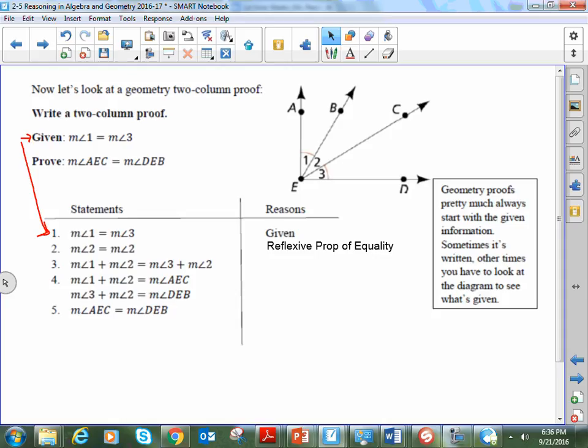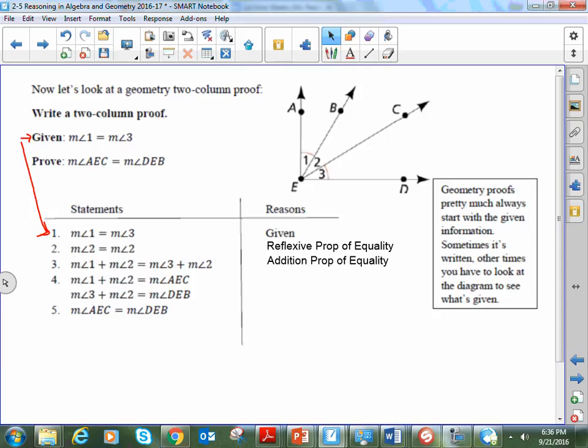Well, that kind of makes sense because we've already established that 1 and 3 are the same. That was given to me. And if angle 2 doesn't change, then 1 plus 2 should be the same as 3 plus 2. So the reason that we can say that is simply the addition property of equality.